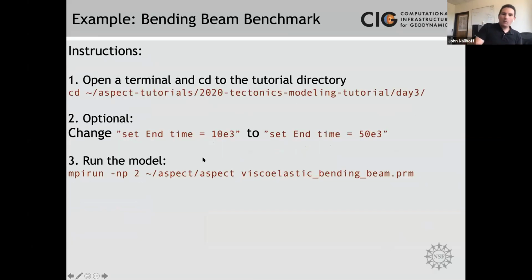So the example we will run tomorrow will be the viscoelastic bending beam. And if you want to run that today, you'll need to change this command from day 3 to session 3. But then the command would be the same. You can just point to your aspect binary, either the debug or the release one. Use however many processors you want. And right now in the parameter file, the end time is set to 10,000 years, but if you have half an hour to run it rather than 15 minutes, you could change it to 50,000 years, which is the standard sort of end time for this benchmark.